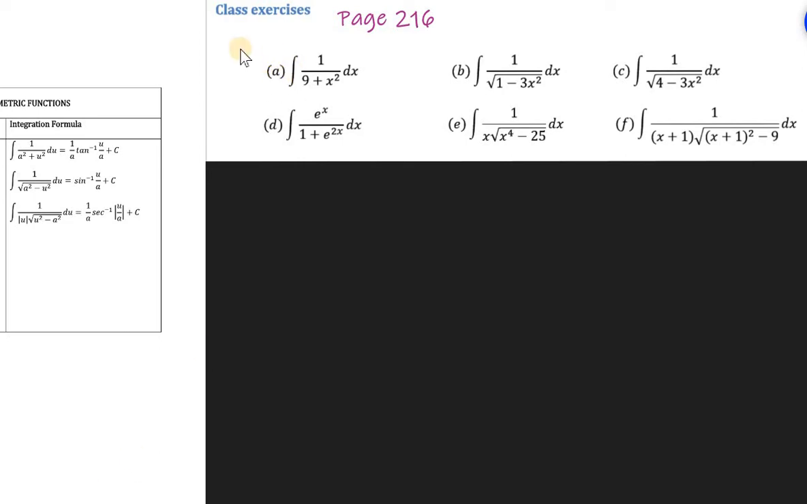Okay, Bismillah. This is more examples. Your workbook, page 216. I want to do these class exercises together with you. Let's concentrate on question A, B, and C. So we will do it together.